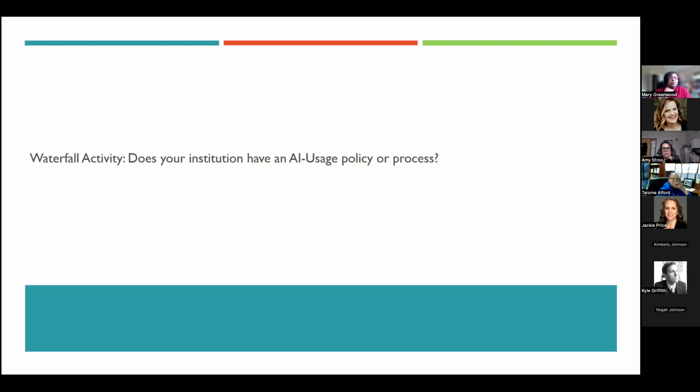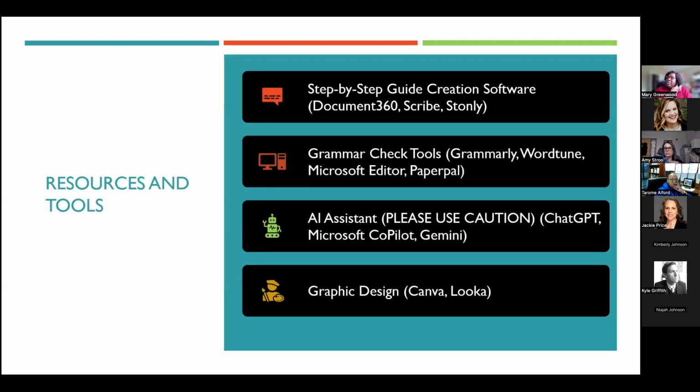Yeah, so definitely working in that space of AI use in the curriculum, right? And conduct standards. That's also a topic of conversation at our institution as well. So thank you guys. All right, so resources and tools as I promised. Just kind of break it down a little bit for you. For the step-by-step creation software, Scribe, as I mentioned earlier, is a tool. There is a free version, but like I said, the free version does not allow you to maintain intellectual property. So again, please talk to your IT before launching into this. Document 360 is another tool, as is Stonly. For grammar check tools, Grammarly, WordTune, Microsoft Editor, and PaperPal are some recommended tools that you can use.